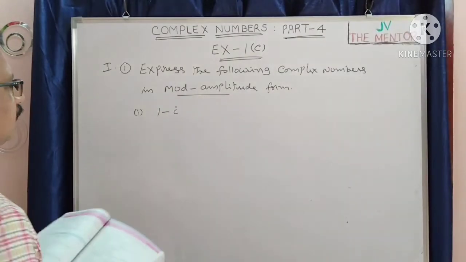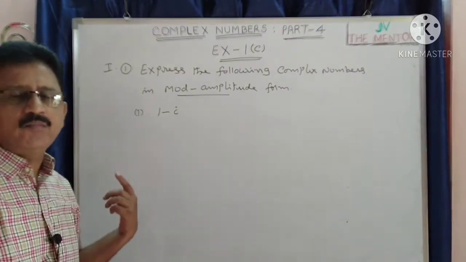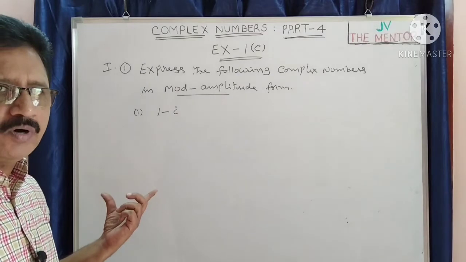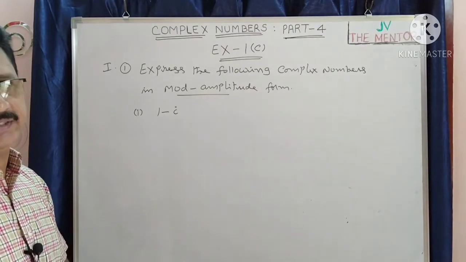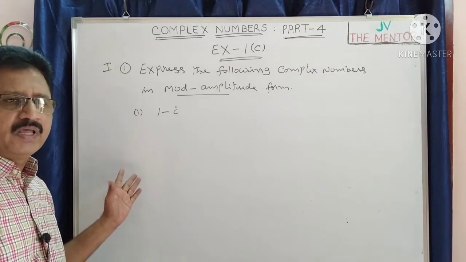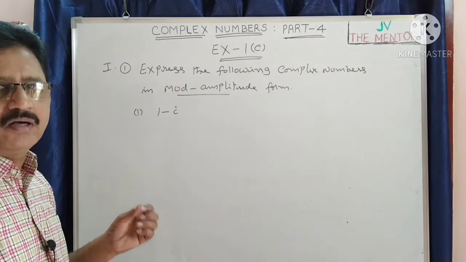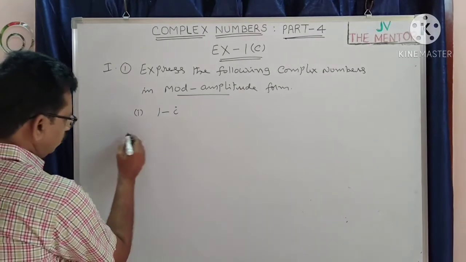1 minus I. We have already written the amplitude form for this. Now we will write the modulus amplitude form. What is the modulus amplitude form? R into cos theta plus I sin theta, where R equals root of a square plus b square and theta equals tan inverse b by a. That is depending on the quadrant.